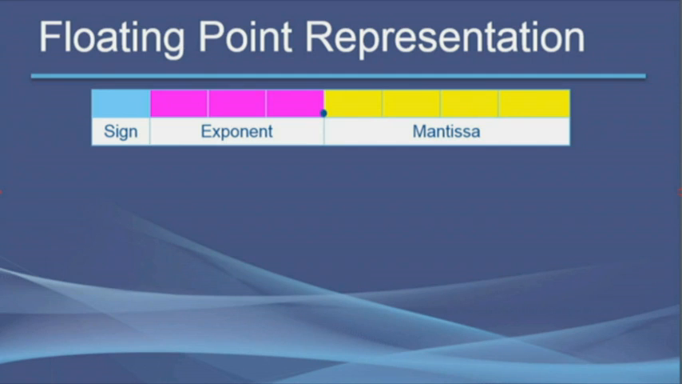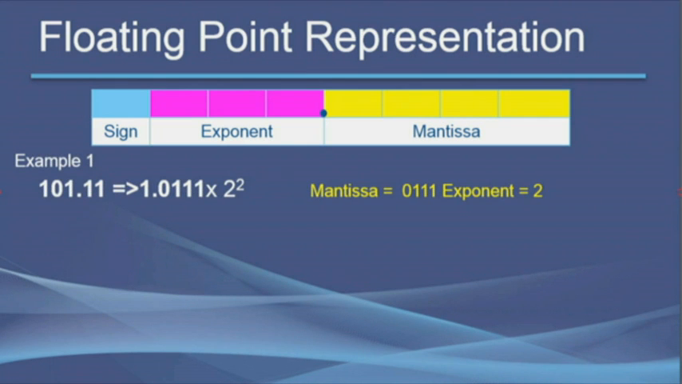Let's consider the floating point representation. Here we have taken 1 byte, which means we have 8 bits. In this 1 byte, you can clearly see we have divided it into 3 separate sections. The first bit is allocated for the sign, the next 3 bits are allocated for the exponent, and the other 4 bits are allocated for the mantissa. So let's take an example and see how we can represent floating points in binary representation.